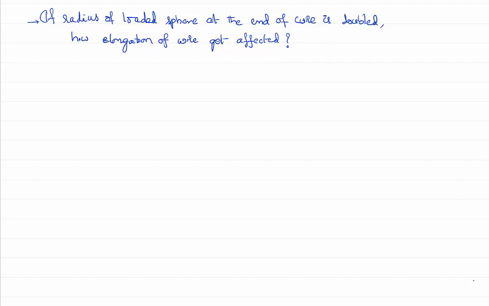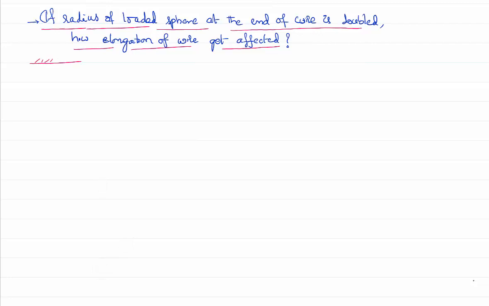In this video lesson, we are solving a problem from the concept of mechanical properties of solids. Let me read out the problem first. The problem is like this. If the radius of the loaded sphere at the end of a wire is doubled, how is the elongation of that wire going to be affected? That's what the question is. Let us try to understand the meaning of the question.